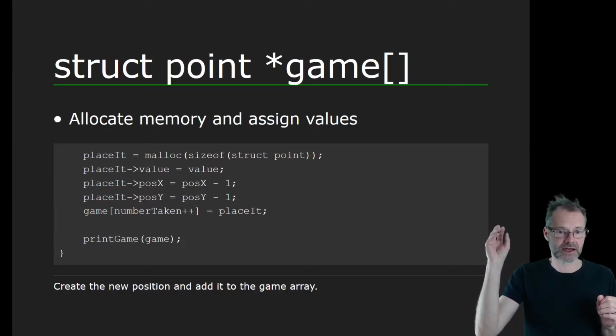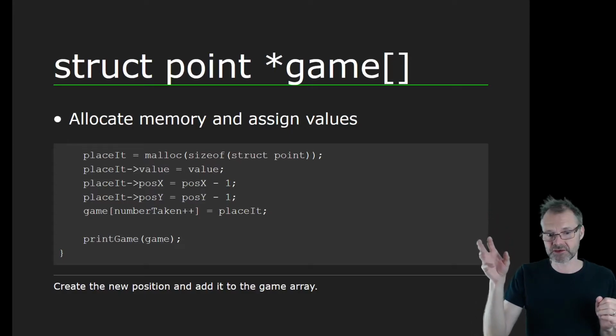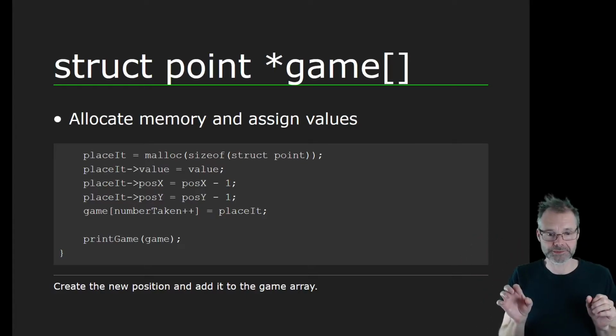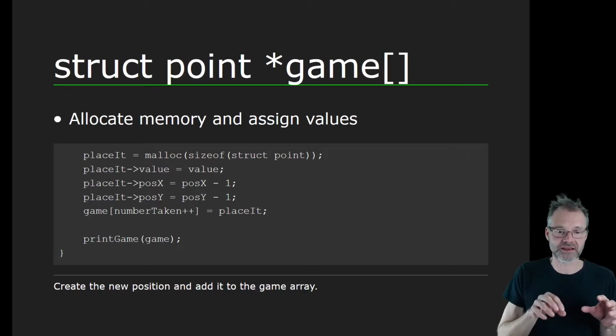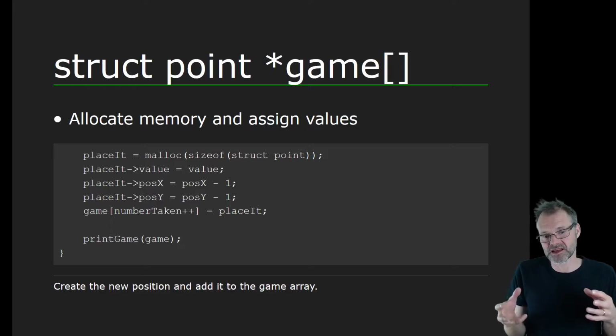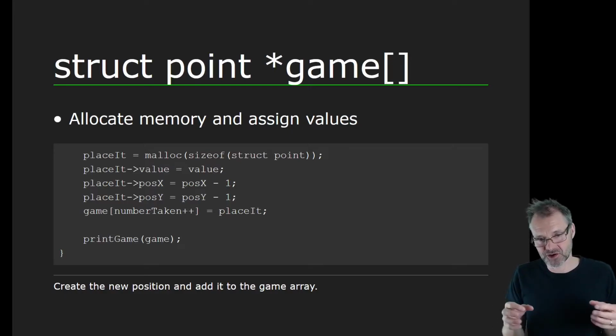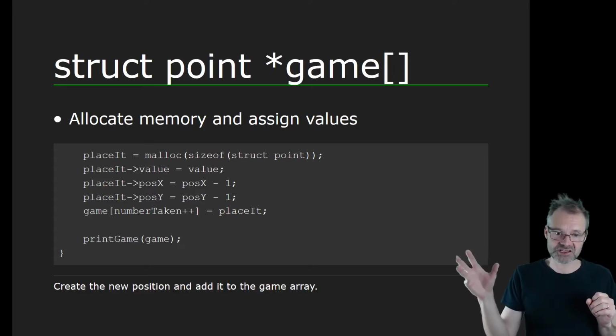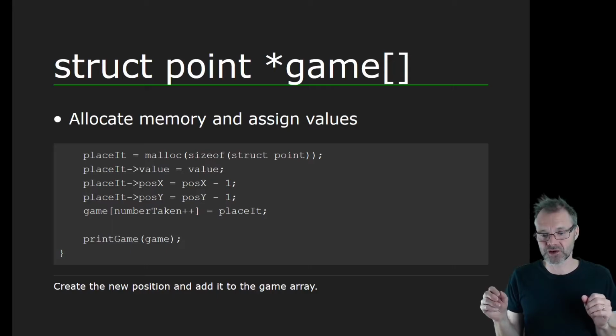And then I just start writing to it. I add the value, the position X, the position Y, giving it the value, and when it's done, I'm going to take the place it, and I'm going to enter it into the game array. And when I do that, I also increment number taken, just to have control over how many items I have put into this game array for now. And when this is done, I can just send the whole array to the print game function, and it will be printed.